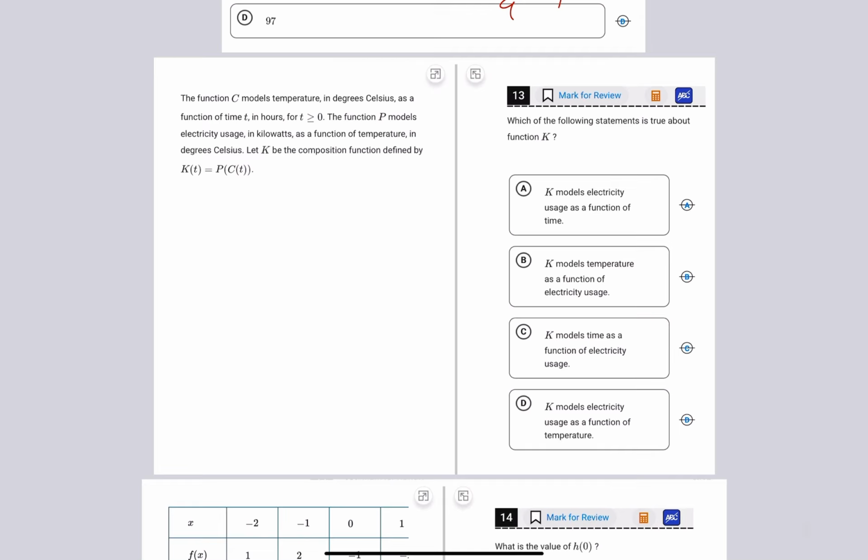Okay. Question number 13. The function c models temperature in degrees Celsius as a function of time t in hours. The function p models electricity usage in kilowatts as a function of temperature in degrees Celsius. Let k be the composition function defined by the following. So it's p of c of t. Now, what does p represent? P is simply electricity usage, right? Did I pronounce that correctly? Usage. Electricity usage. Okay.